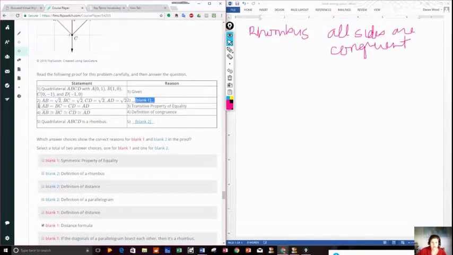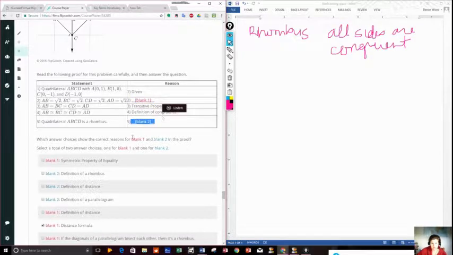So then 3, AB is equal to BC, which is equal to CD, which is equal to AD. That's true through the transitive property of equality, and that's because all of the lengths were the same. So line segment AB is congruent to line segment BC, which is congruent to CD, which is congruent to AD for the definition of congruence. Yes, because all of the sides are the exact same. So then 5, quadrilateral ABCD is a rhombus.